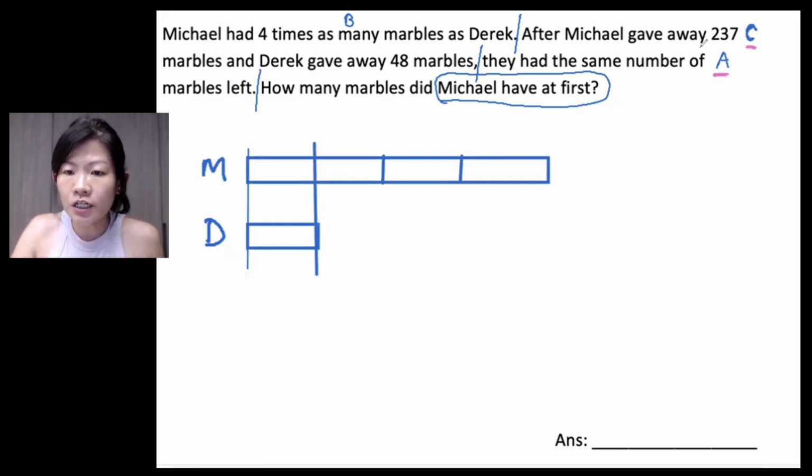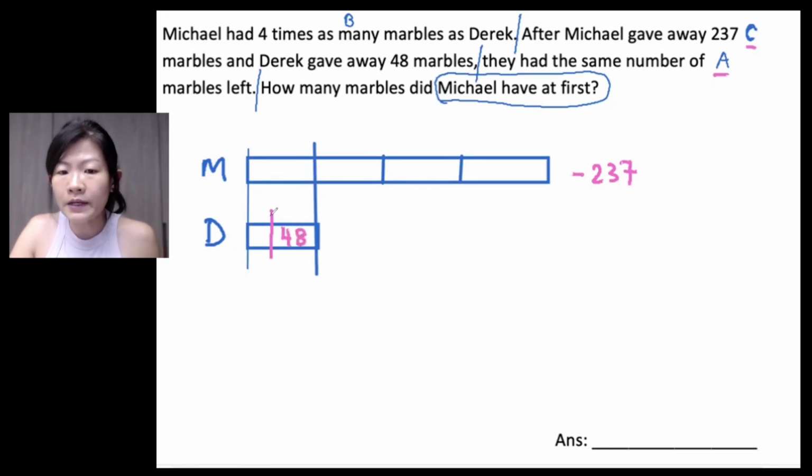Now, in the change here, you notice that Michael gave away 237 marbles. Based on what I have over here, it's a little harder for me to decide where 237 could be. So I'm just going to park it here first and work on Derek to see if it can help me with my drawing for Michael. So looking at what Derek is giving away, he gave away 48. So now to give away 48, it also means that it could be any part within this bar itself. So I will just cut over here and write down 48.